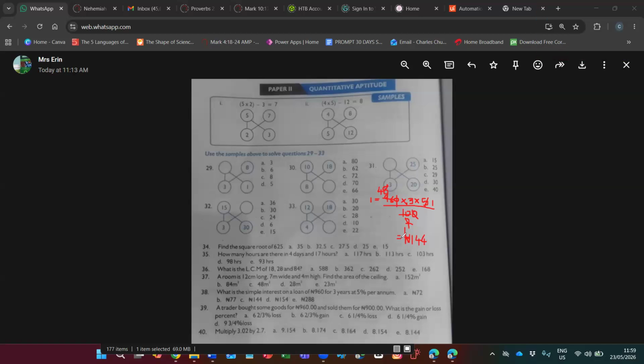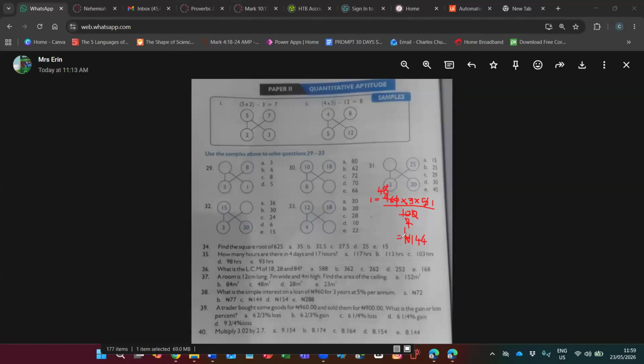Favor is shaking her head; she doesn't agree. Can you imagine? You are a businesswoman. You buy something at 960 naira. You now sell it at 900 naira. It's obviously a loss because you are losing something. So the question is this: what is the gain or loss percent? So it's not just what is the gain or loss. What is the gain or loss percent?